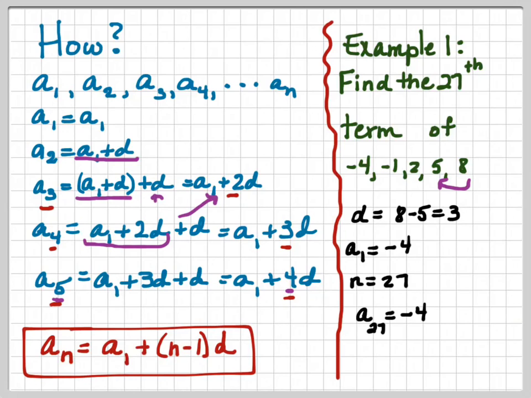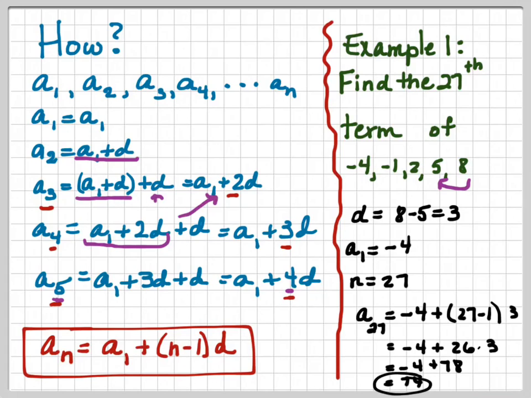So now we just plug in. A sub 27 is going to be negative 4 plus 27 minus 1 times 3, which is 74 when you work it out. So the 27th term is 74. Okay, go ahead and do your checkpoint number 1 and come back and we'll move on.